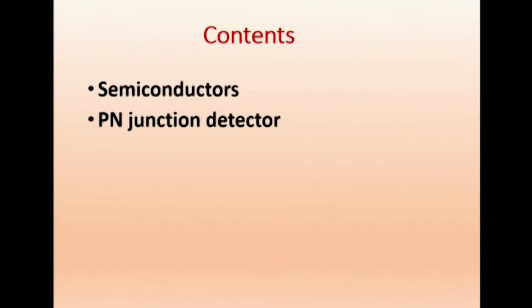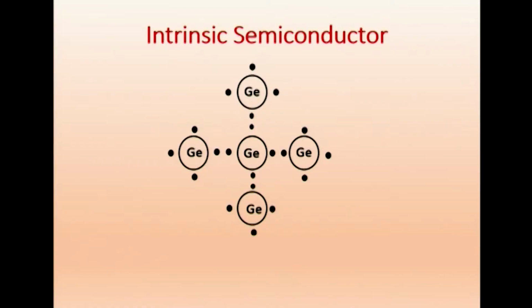We shall continue with nuclear and particle physics. We shall be discussing semiconductor detectors and p-n junction detectors. These detectors are for detecting radiation like alpha, beta, and gamma radiation. So we have been discussing the different types of detectors. Now we will talk about semiconductor detectors.